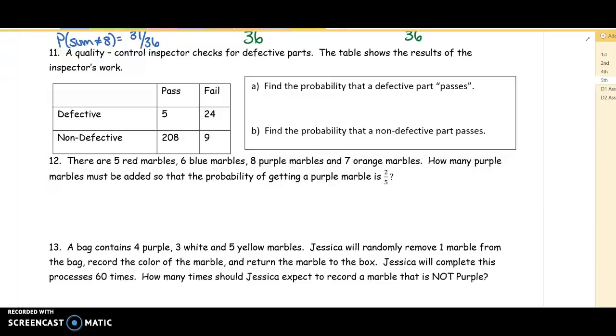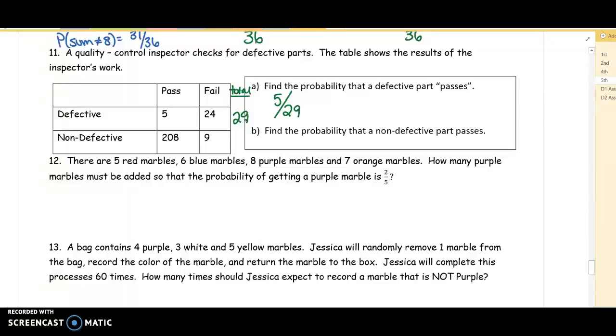How many times did a defective part pass? There were 5 times that a defective part passed. Now, probability is supposed to be the number of outcomes over the total. What's the total number of defective parts? 29. This is where people run into problems. There's a missing column. There should be a column that says total. There were 29 total defective parts.